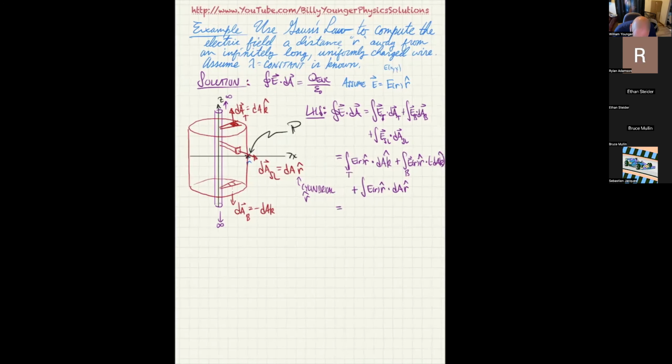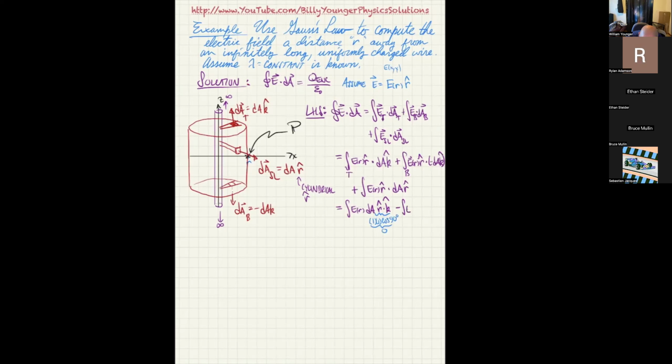Now, what I get is the integral of E of r dA. I'm using the linearity of the dot product to write r hat dot k hat. But we know that r hat dot k hat is 1 times the cosine of 90 degrees, so that is 0. That's why it came out to be 0. We also have the same thing for the other side.